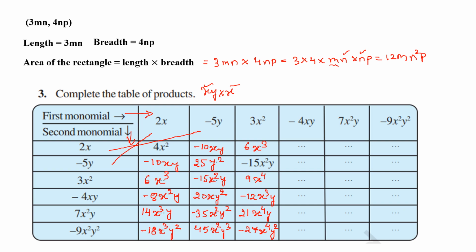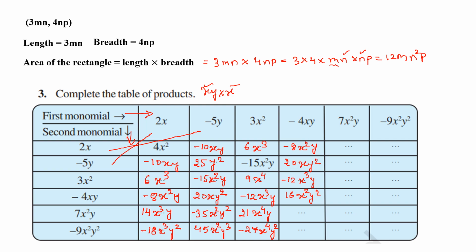Now fourth column, 2x into minus 4xy. So 2 into minus 4 is minus 8. x into x is x square and y. Then minus 5y into minus 4xy. So 20xy square. Next 3x square into minus 4xy. 3 into minus 4 is minus 12. x square into x is x cube into y. Then minus 4xy into minus 4xy. 4 4s are 16. xy into xy, so it will be x square into y square.